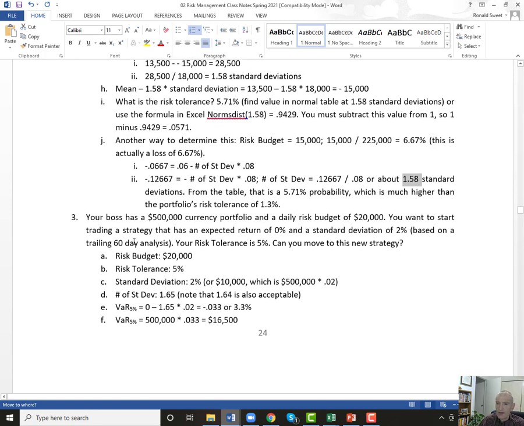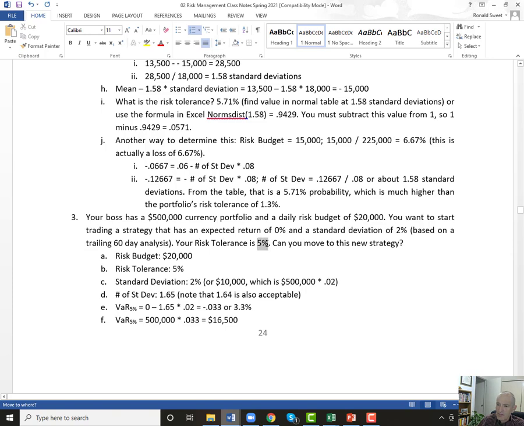All right, let's try another one. Your boss has a $500,000 currency portfolio with a daily, so now we're going to do daily, risk budget of $20,000. Here I gave it to you in dollars. You want to start trading a strategy that has an expected return of 0%. Why 0%? Because it's a daily budget. And a standard deviation of 2%, maybe based on the last 60 days analysis. Whatever your bank's risk tolerance is, 5%.